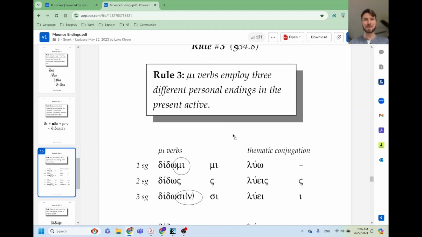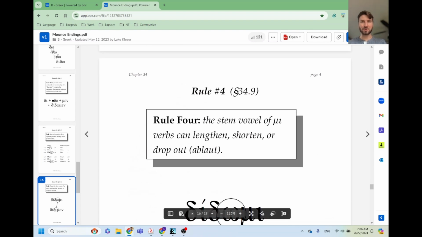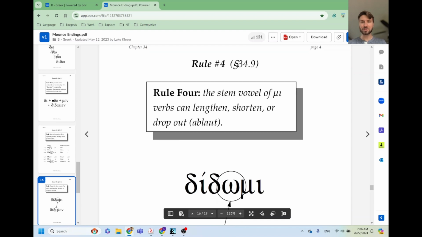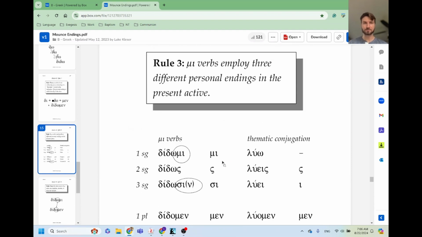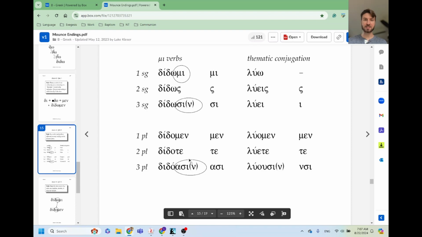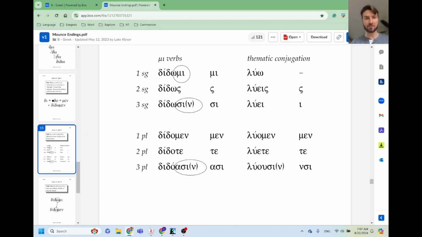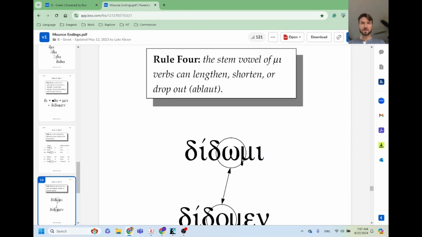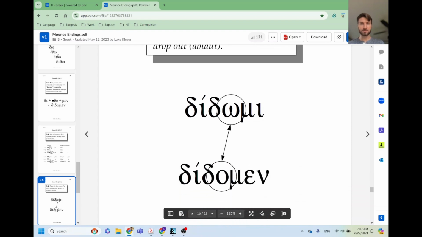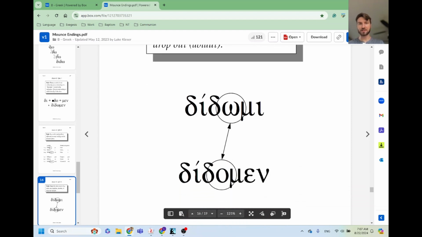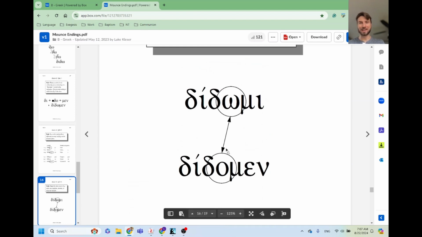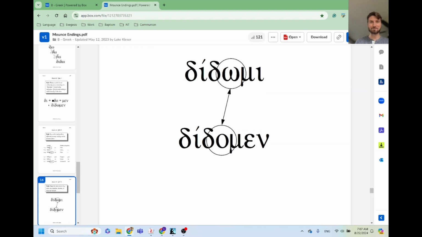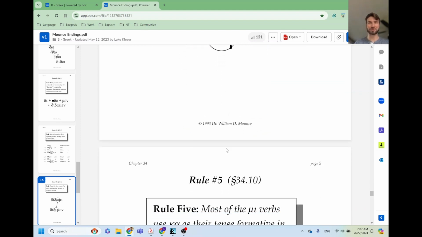Let's go down to rule 4. The stem vowel of the mi verbs can lengthen, shorten, or drop out. The stem vowel is lengthening here. But let's go back up to rule 3. Mi verbs employ three different personal endings in the present active. We've already seen these: mi, si, and asi are three new endings that you have to be aware of. In rule 4, the stem vowel can lengthen, shorten, or drop out. So don't be surprised when there are changes here and there in mi verbs. It's not always regular, or you can't really predict it all the time. You just have to realize that it happens, and don't be shocked when it does.